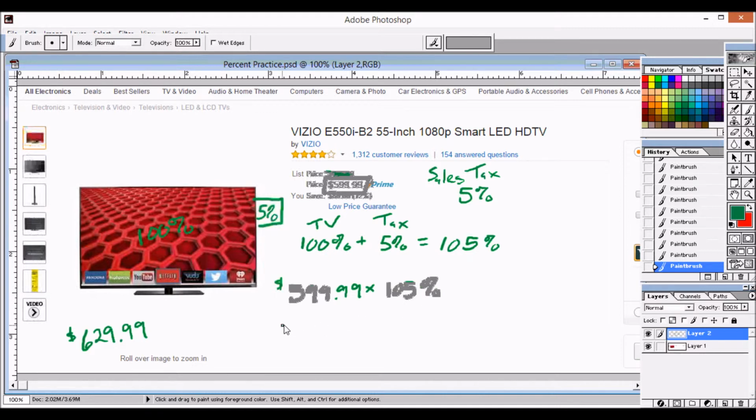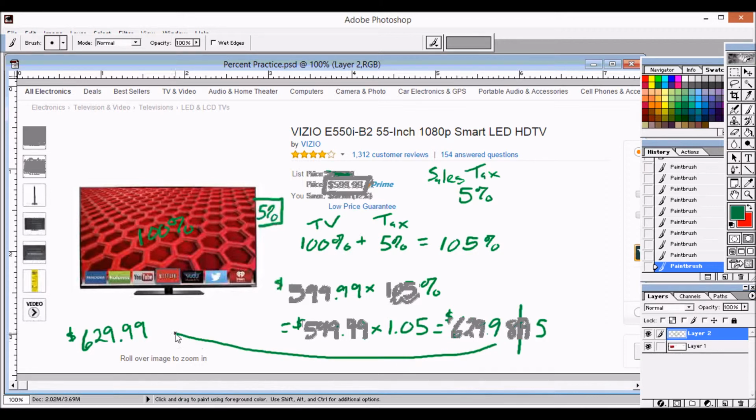Bearing in mind, I'm going to convert this now so that if the decimal's right here after the 5, I'm just going to go once and twice, put it right between the 1 and the 0. So I'll have $599.99 times 1.05. And when I do this multiplication, I end up with $629.9895. Oh, some deja vu, huh? If I stop at the hundredths place, I end up rounding it up, and I get what we had before.